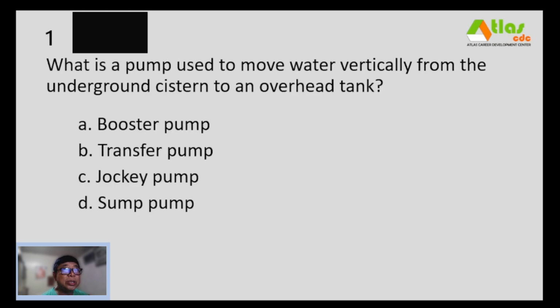So question number 1. What is a pump used to move water vertically from the underground cistern to an overhead tank? A. Booster pump. B. Transfer pump. C. Jockey pump. And letter D. Sump pump. 10 seconds to answer.